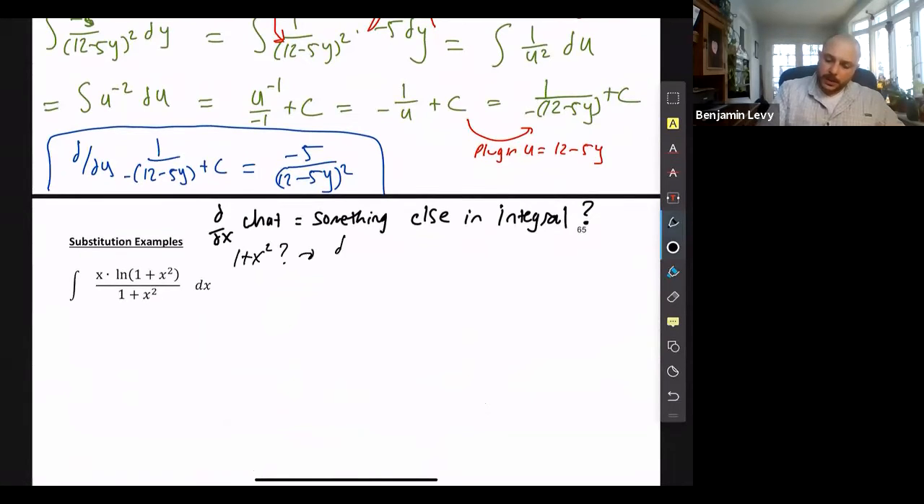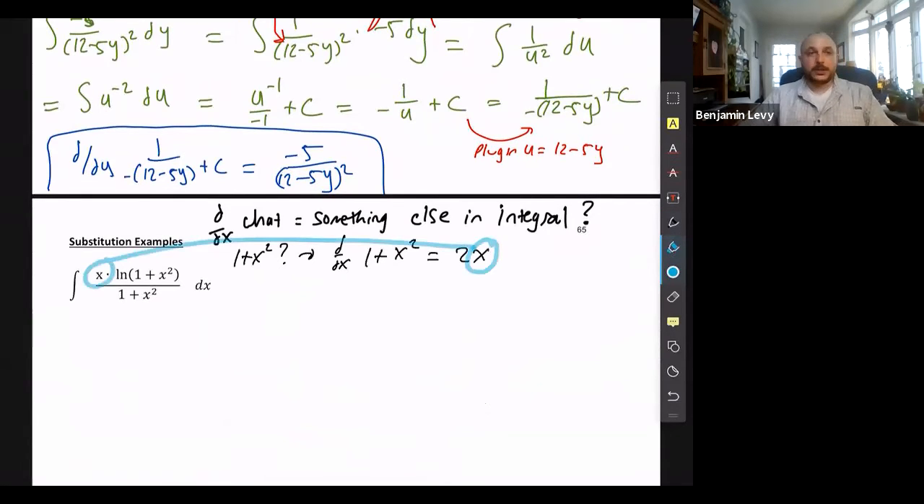Well, let's take a derivative and see what happens when we do that. When we do the derivative of 1 plus x squared, we get 2x. And there's an x in our answer, right? And so we're accounting for part of it, but we're not accounting for the 1 plus x squared at all when we do that on the bottom.